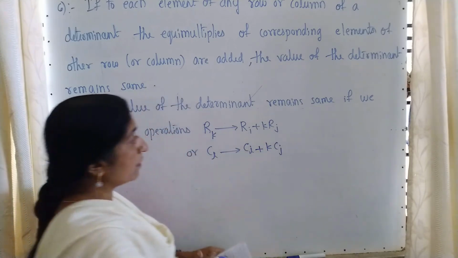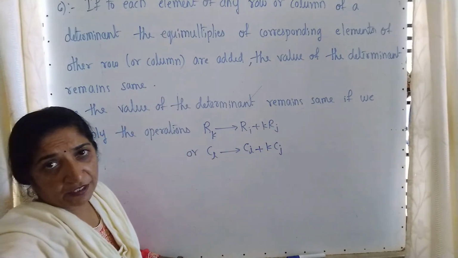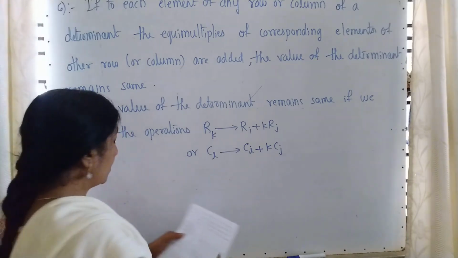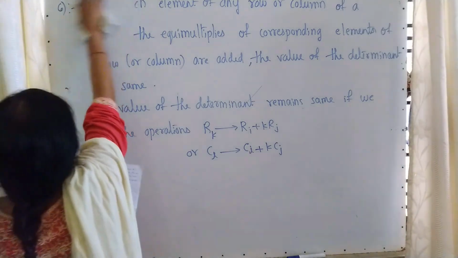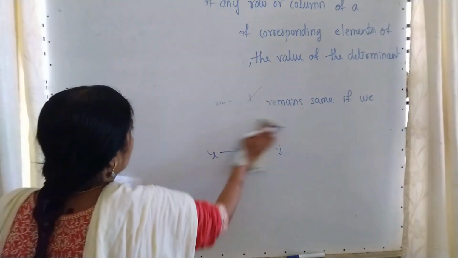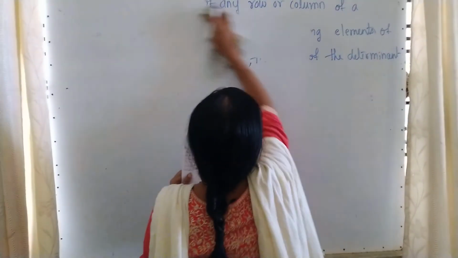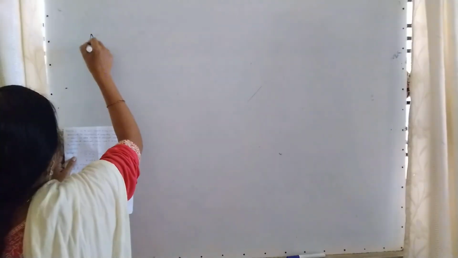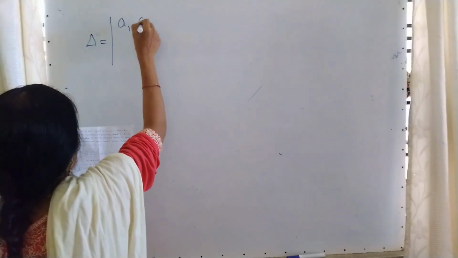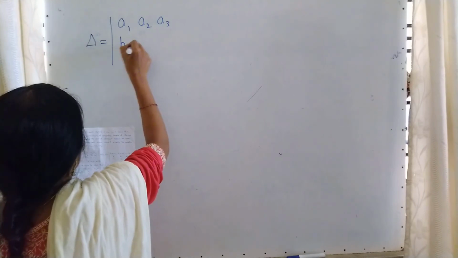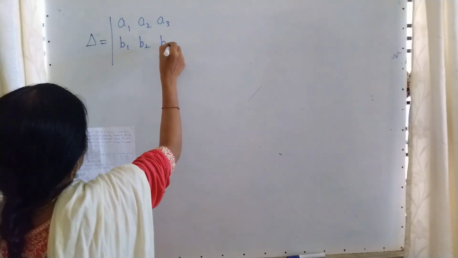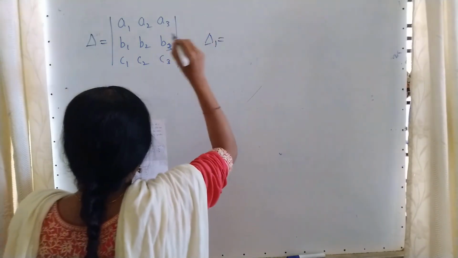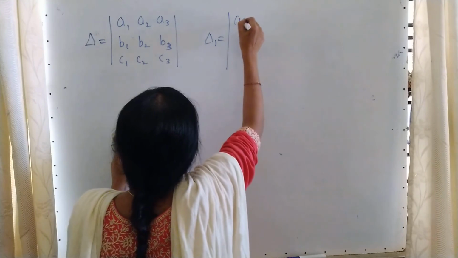See, if I write like this, you will not follow anything. Understood? Correct? Simply you are getting tension. Don't worry, I will explain each and every line. Here, suppose delta is A1, A2, A3, B1, B2, B3, C1, C2, C3, and delta 1 is like this. I will explain why I am writing like that.